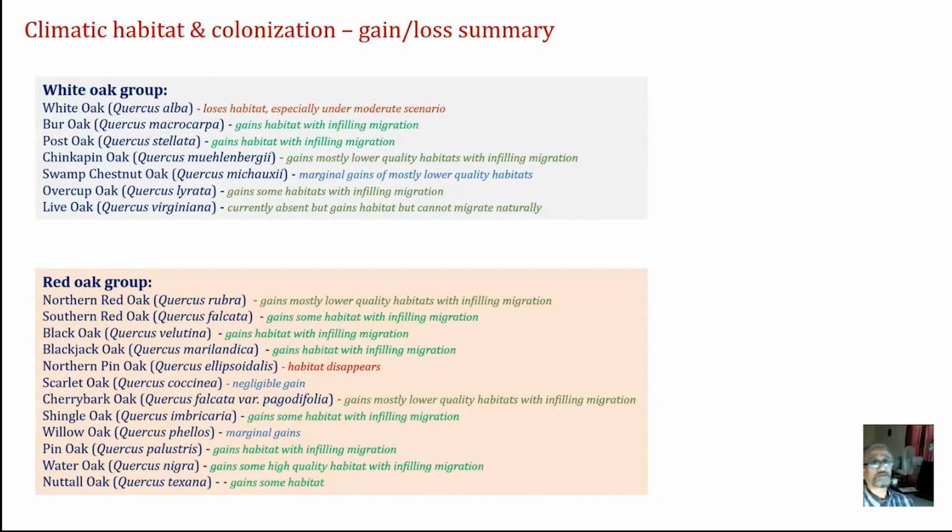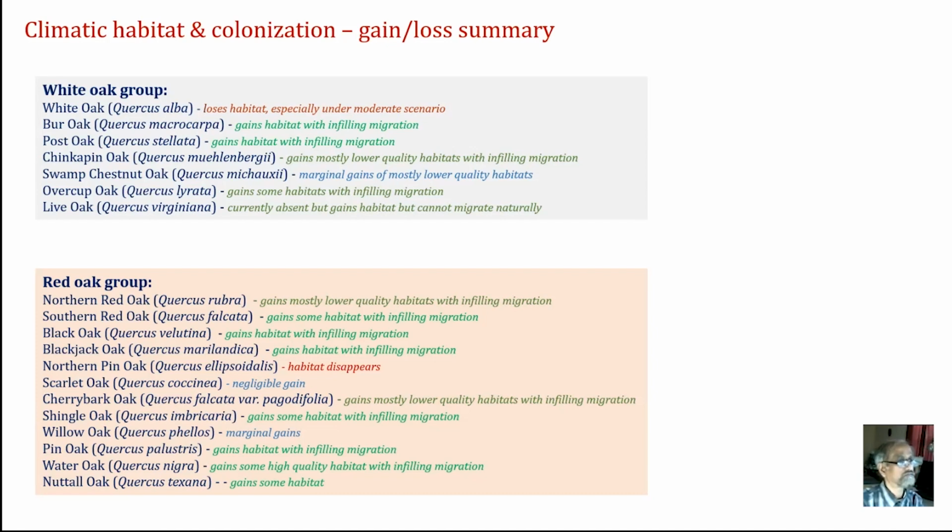All right, so I'm going to summarize. I think I'm almost to the end of my talk here. To summarize, in Illinois, most oaks seem to be poised to do moderately well in terms of climatic habitat suitability and migration capabilities. Except in the white oak group, we have the ones in red here. The white oak loses habitat, especially under moderate scenario. But also swamp chestnut oak, only marginal gains over lower quality habitats.